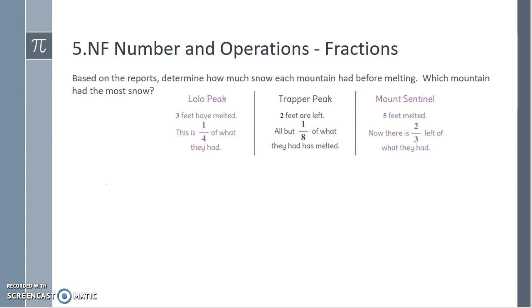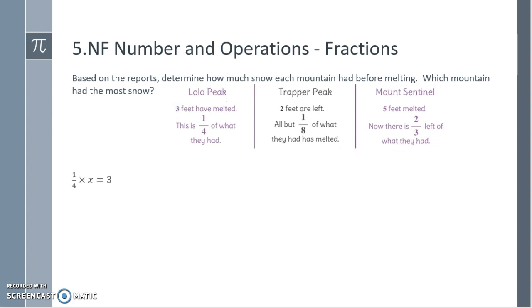Based on the reports, determine how much snow each mountain had before melting. Which mountain had the most snow? Let's start with Lolo Peak. 3 feet have melted. This is a fourth of what they had. So a fourth of, we're not quite sure, is 3 feet.